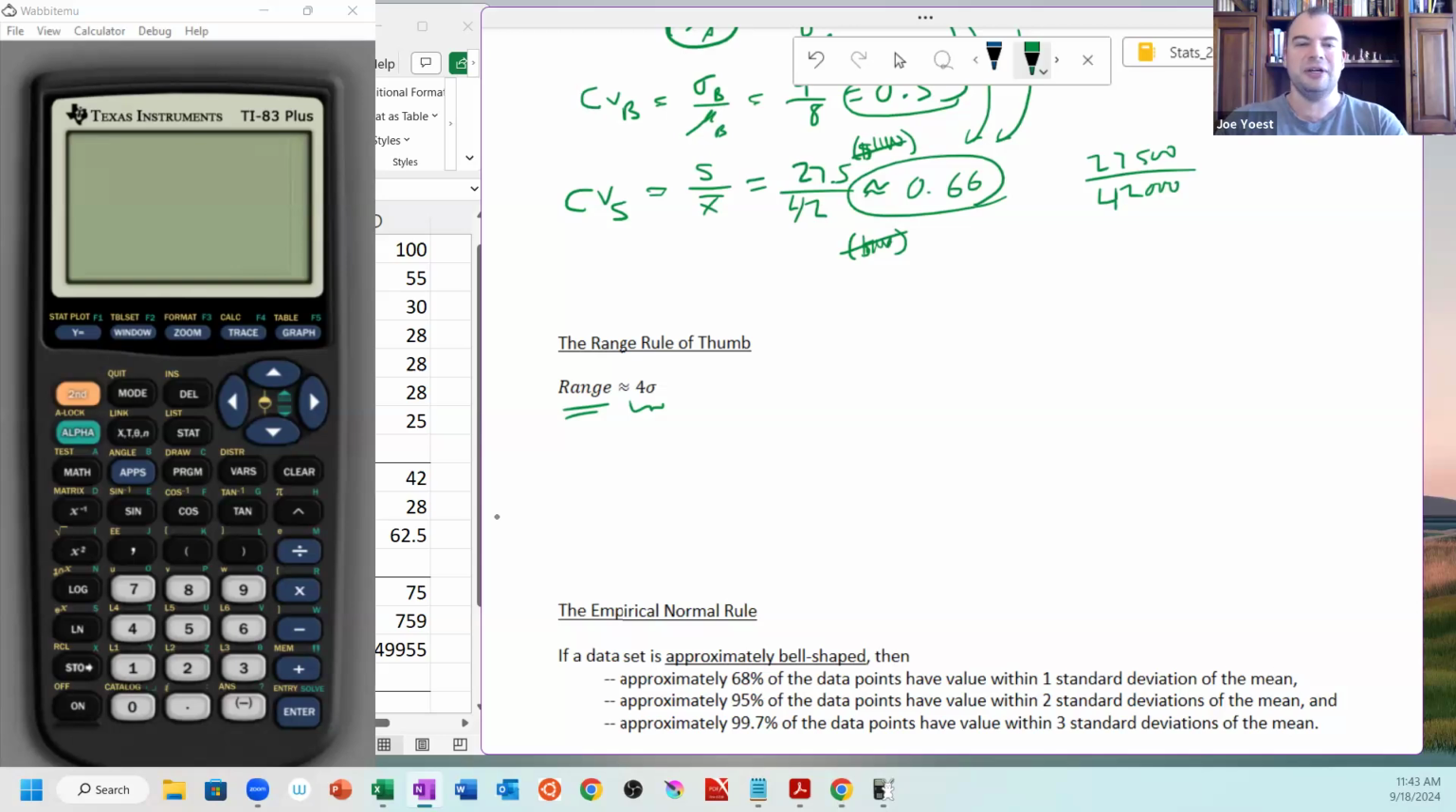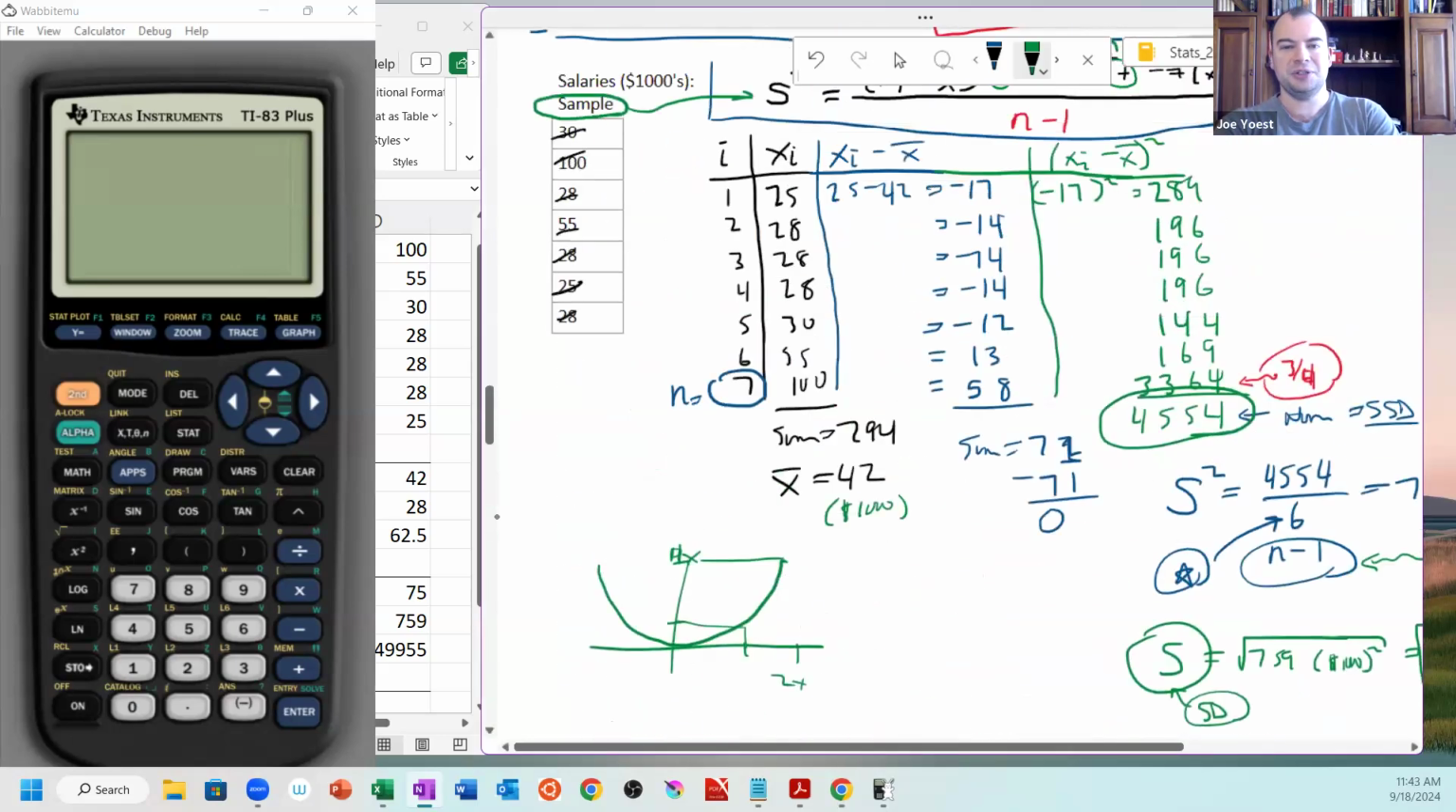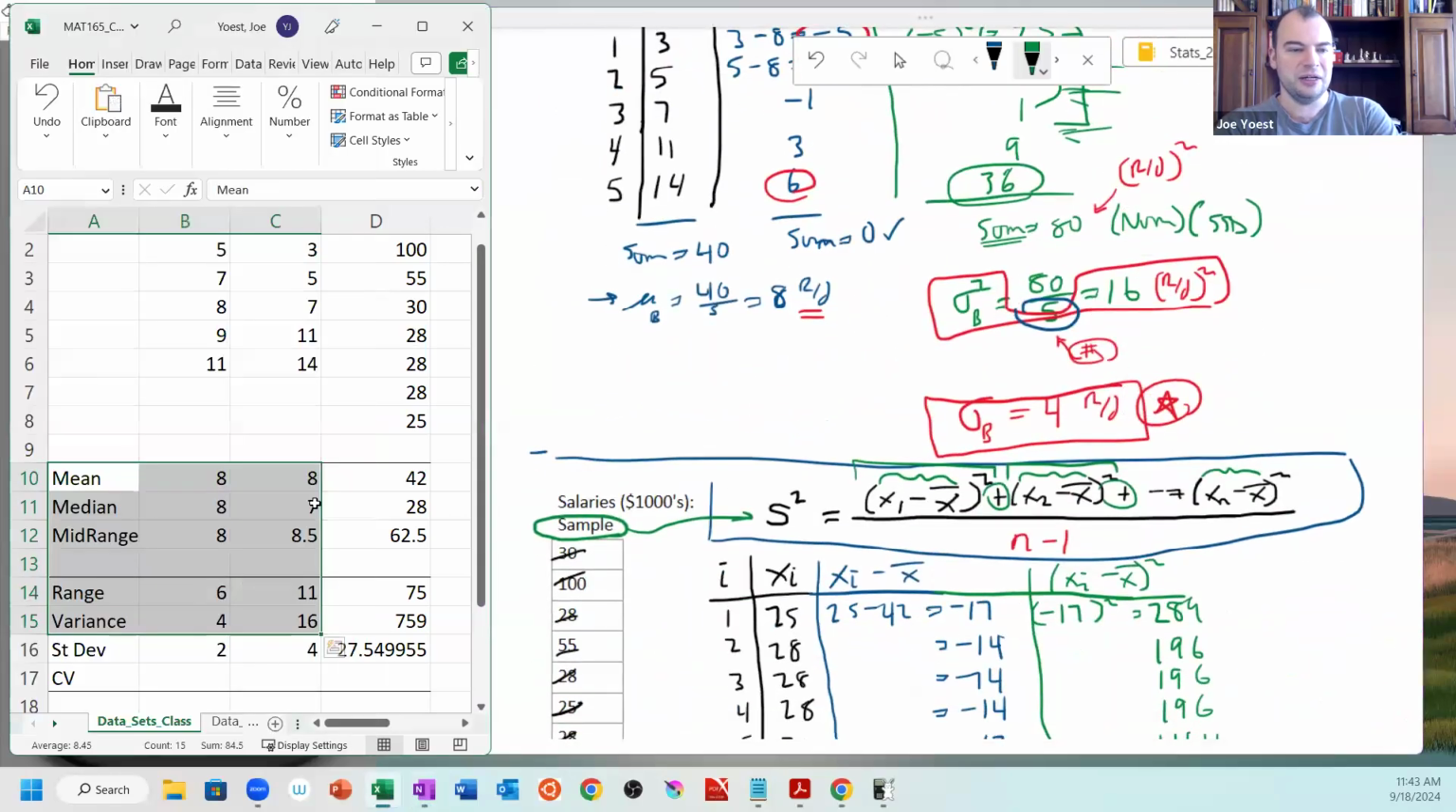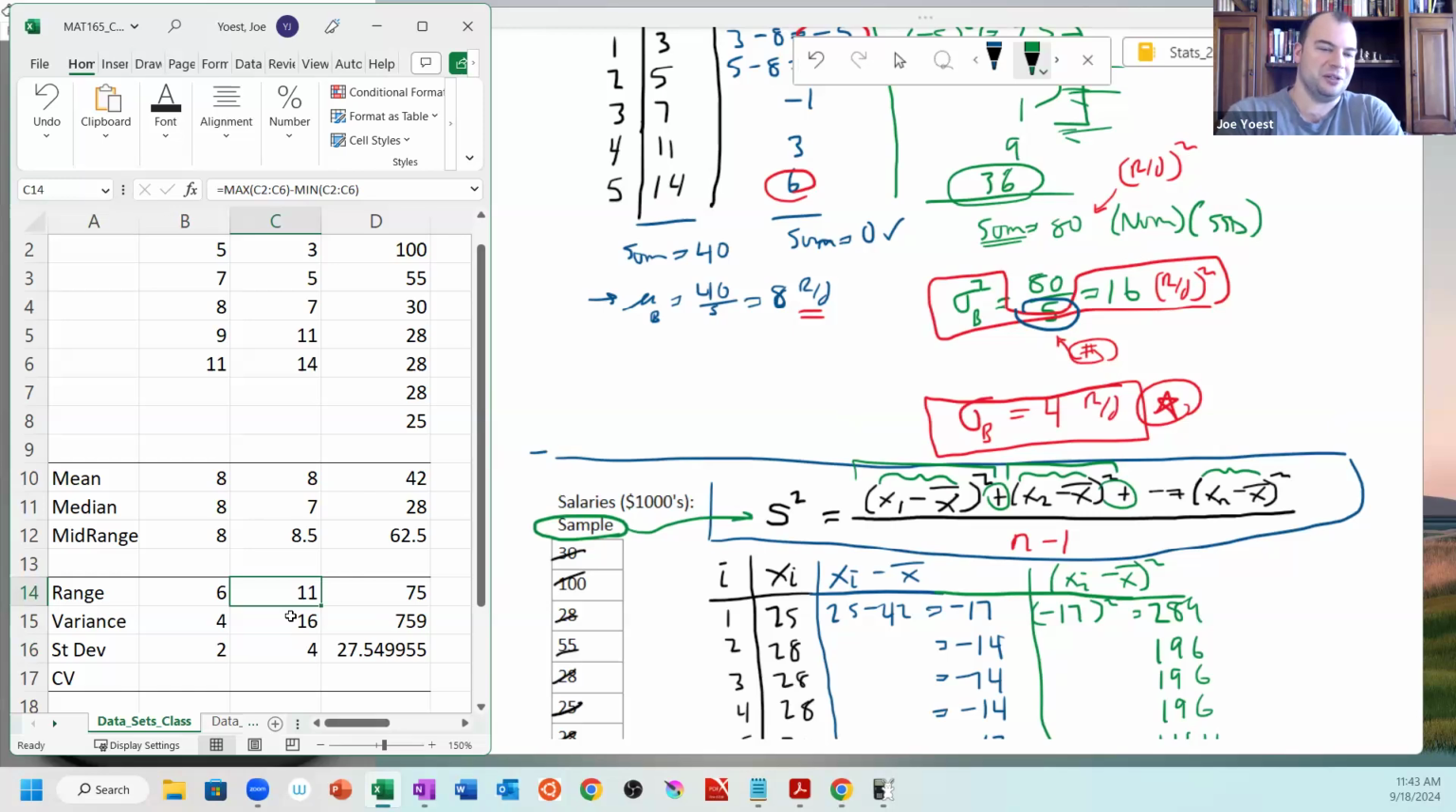So again, some caveats here, but if I had to estimate Ashley's range based on her standard deviation, 4 times the standard deviation, 4 times 2 is 8. That's maybe roughly in line with 6. 4 fours are 16, maybe roughly in line with 11. It's the same order of magnitude. I guess that's something. 4 times 27, call it 4 times 25 is 100, maybe in the same ballpark in terms of order of magnitude of 75, right?